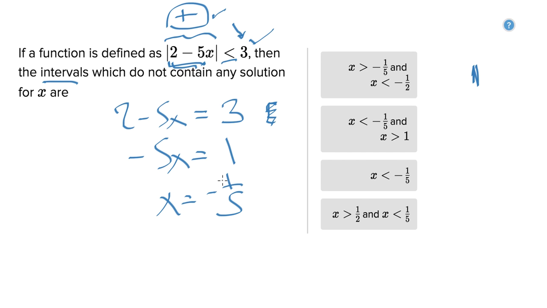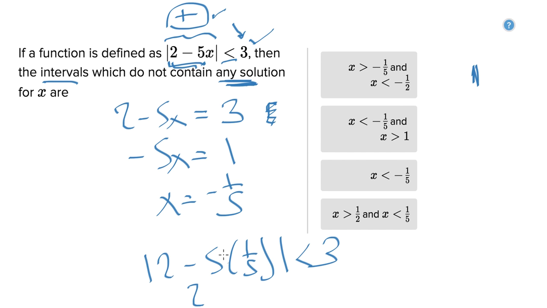So let's try out for which of these values we cannot have any solution. For which values, either greater than or less than negative 1/5, do we not have any solution for x? I'm going to plug in a positive 1/5 to see if that works. So 2 minus 5 times 1/5 is less than 3, we end up with 2 minus 1 is less than 3, which holds true. So it seems like values that are greater than negative 1/5 actually work, whereas values that are less than negative 1/5 won't work. We can try that with another number, let's say negative 1.